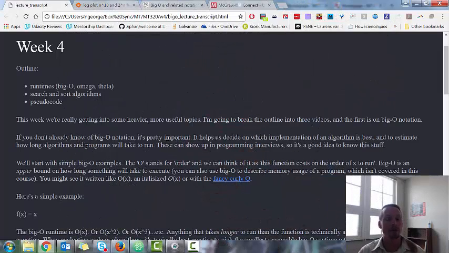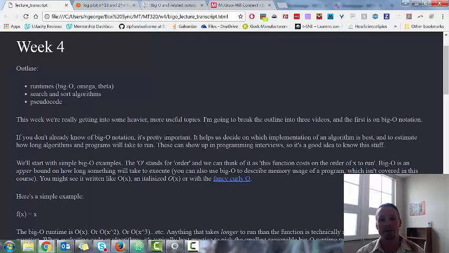way to do so. The O in bigO stands for order, so you can think of it as this function or this algorithm costs on the order of something to run. So the bigO runtime is an upper bound on how long a program, algorithm, or function will take to run, and it's tied to the number of inputs that we have.